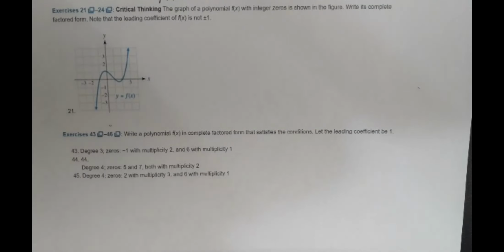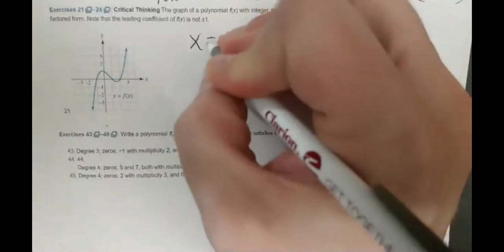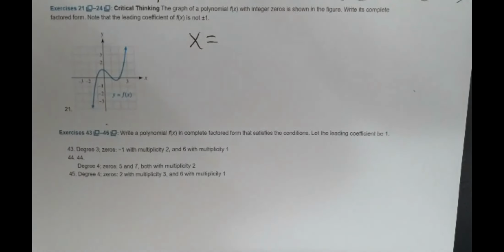Critical thinking. The graph of a polynomial f of x with integer zeros is shown in the figure, right? Write the complete factored form. Now the leading coefficient is not plus or minus 1. Okay, so we see a graph. My approach is still the same. The leading coefficient isn't plus or minus 1. But we do know whether it is positive or negative.